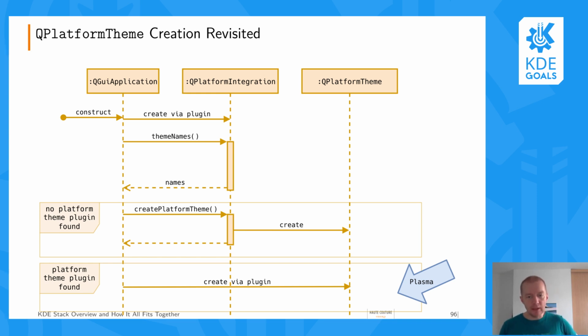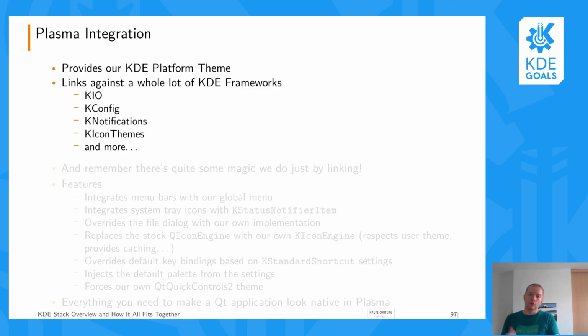Now, if it finds a platform theme plugin under the name, then it will skip that step, and it will create the platform theme straight from the plugin. That's where Plasma lives, okay? We will ship a QPA for Plasma, okay? So we'll skip all of that, and that will create the platform theme, okay? So we'll create our platform theme coming from our plugin. And so we have Plasma integration. It will provide our KDE platform theme.